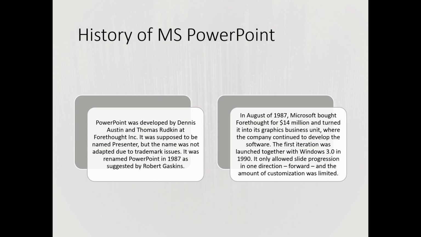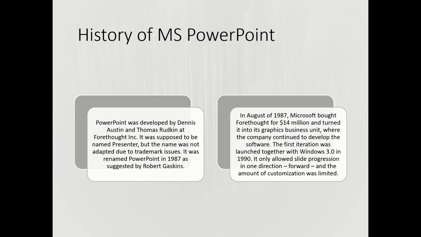So, the history of Microsoft PowerPoint. PowerPoint was developed by Dennis Austin and Thomas Rudkin at Forethought. Forethought Inc. was the company where they developed it. It was supposed to be named Presenter, but the name was not adopted due to trademark issues. So it was renamed PowerPoint in 1987, as suggested by Robert Gaskins. In August 1987, Microsoft bought Forethought for $14 million and turned it into a graphics business unit, where the company continued to develop the software.